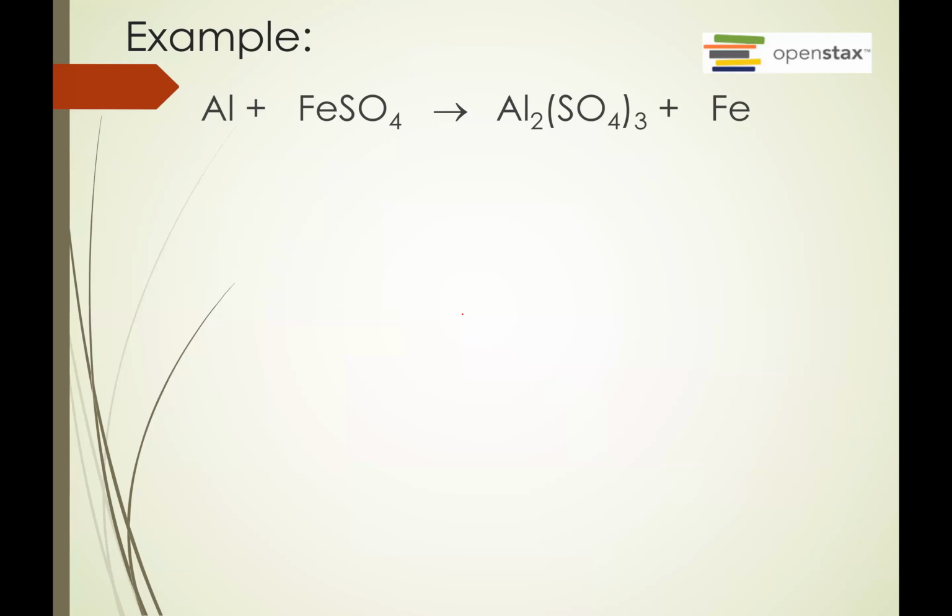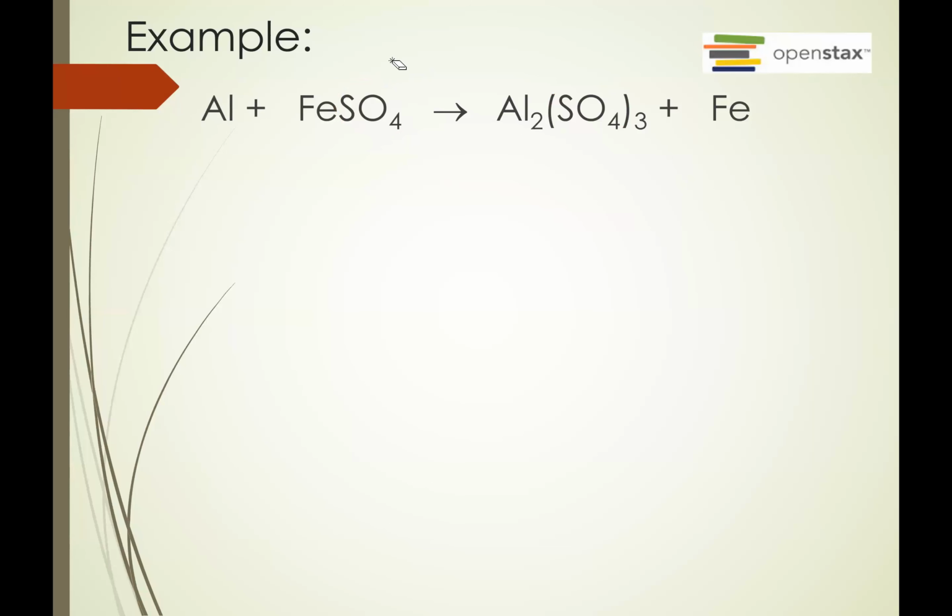Now, there is a little hint when it comes to balancing that you can use, and that hint is if a polyatomic ion is in both the reactant and the product, you can treat it as one thing. What do I mean by that? Here is the polyatomic ion named sulfate. Here is the same exact polyatomic ion, sulfate. Because the same polyatomic ion is in the reactants and the products, we can treat it as one single thing.